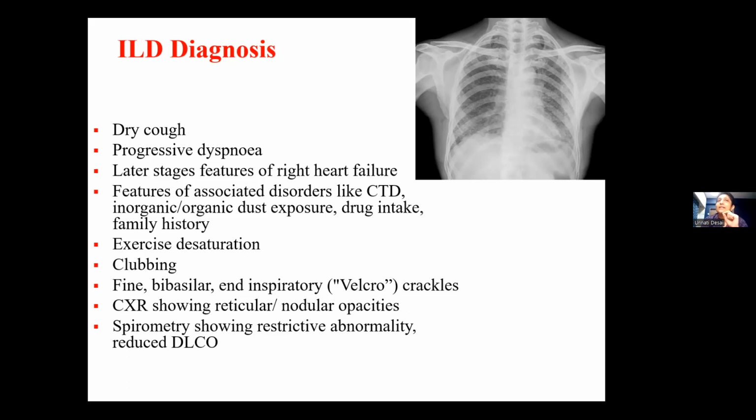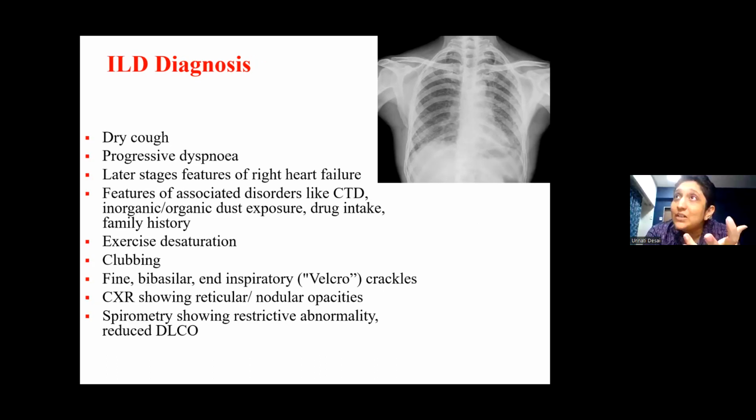So simple things like asking for features associated with connective tissue disease. What are they? In rheumatoid arthritis, you can have small joint pain, stiffness. Then in systemic sclerosis, you can have patients with skin features. There may sometimes be myopathies, muscle involvement, and joint problems with which these patients present.